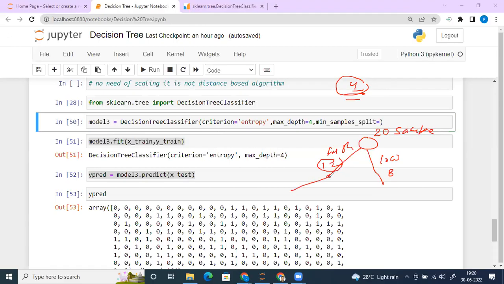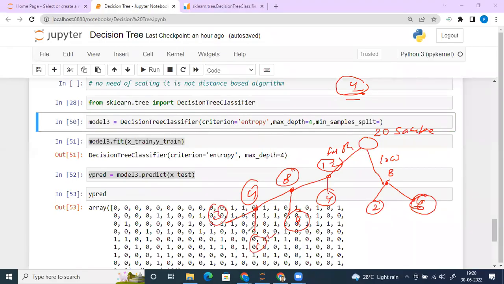Suppose further I split it something like this: 8 and 4. And suppose the other is split into 2 and 6. Now further, everyone, 8 is again greater than 4, so it can further split. Suppose it splits into 4 and 4. Again it is 4, so it can further split. Suppose 3 and 1.